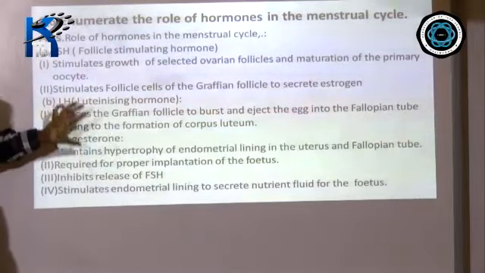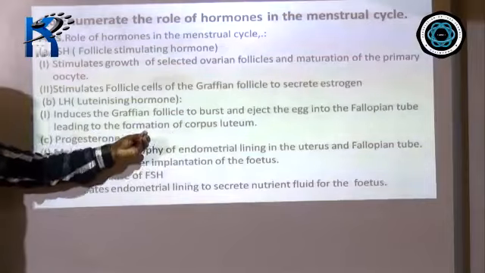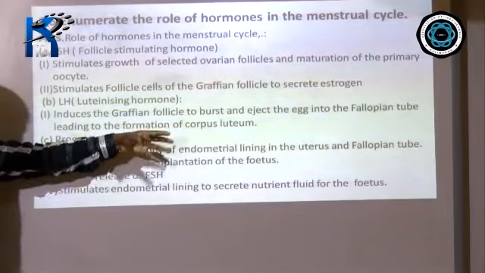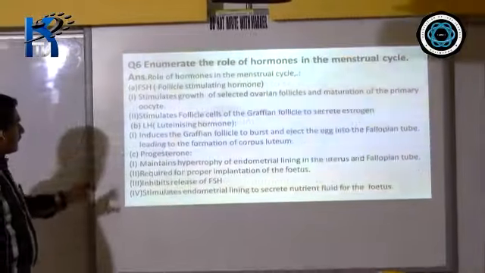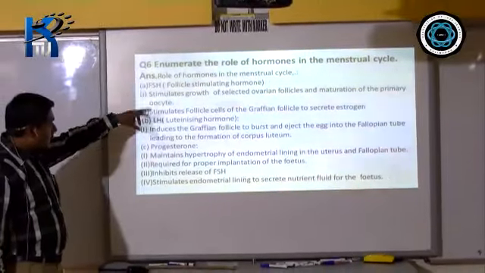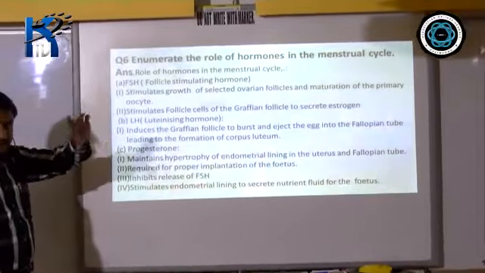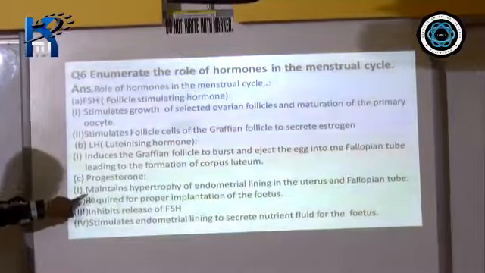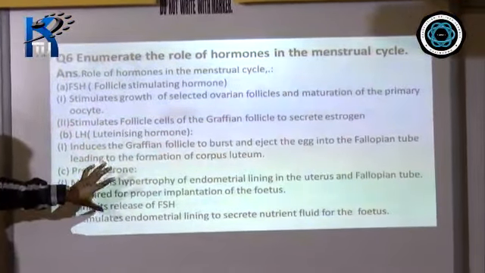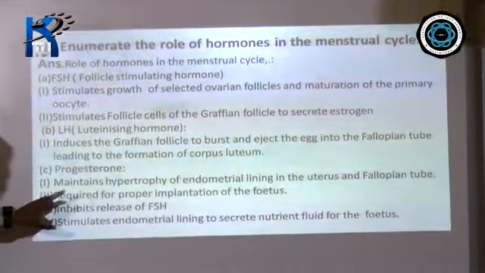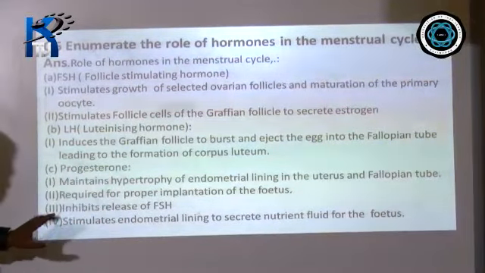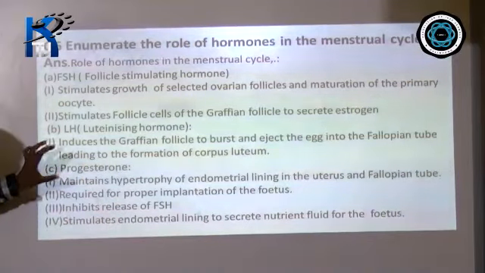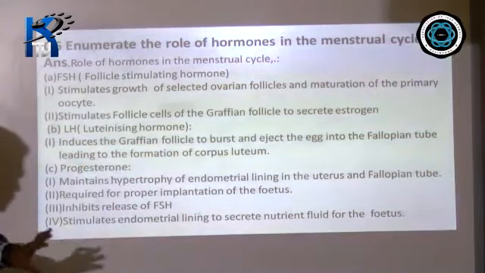Then after the ovum is released and the corpus luteum gets formed, what happens? Before that, we have come across a list. Here, enumerate. So progesterone maintains hypertrophy of the endometrial lining in the uterus and fallopian tube, required for proper implantation of the fetus. That means progesterone is required for the implantation of the fetus also.